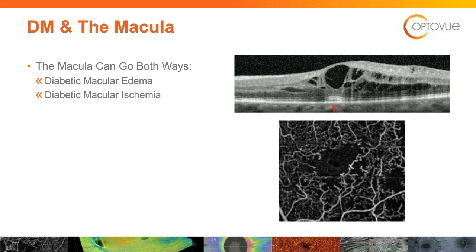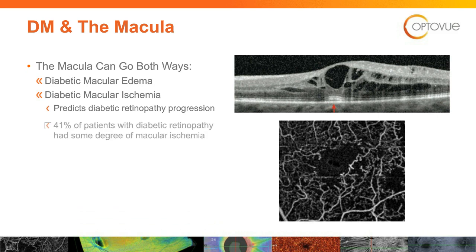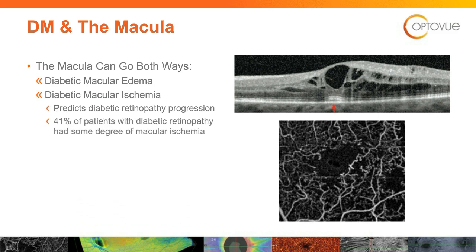We know the macula can go both ways, DME or DMI, and the traditional standard for imaging diabetic macular ischemia was a fluorescein. Well, and we know it predicts diabetic retinopathy progression, and 41% of patients with diabetic retinopathy had some degree of macular ischemia. And the more ischemia they have, the quicker they're likely going to progress through the stages of diabetic retinopathy. And we likely should follow that patient more closely, more exams, more testing.